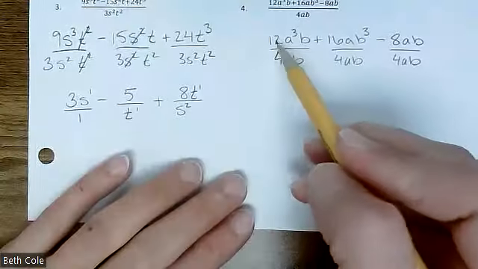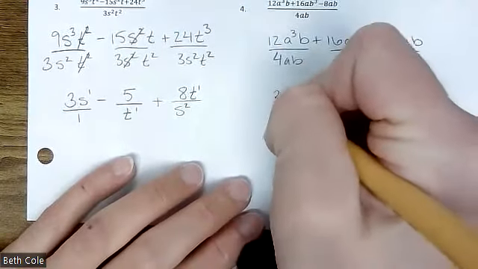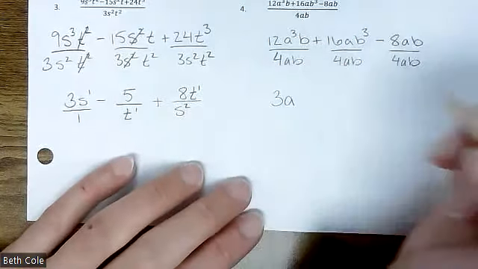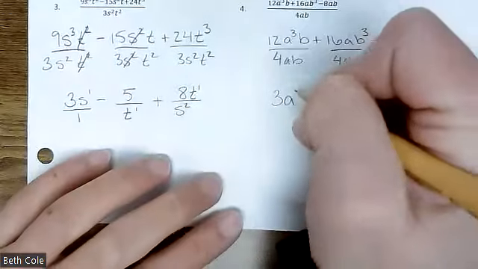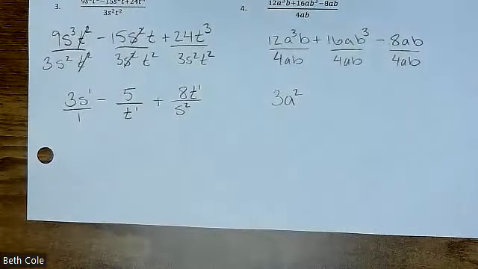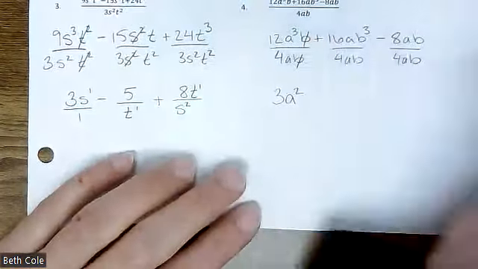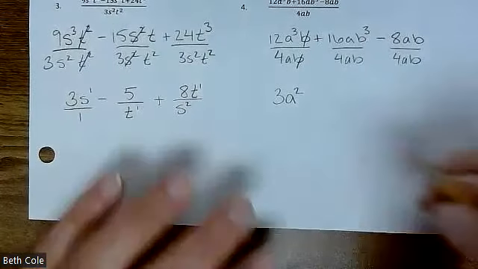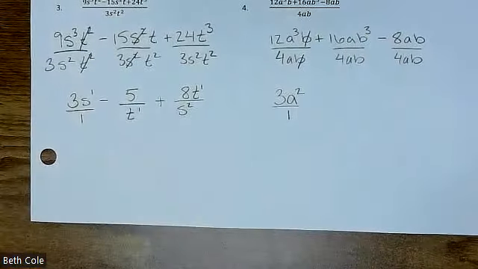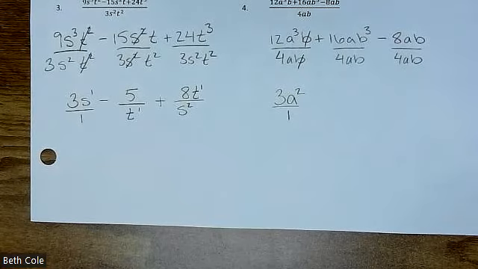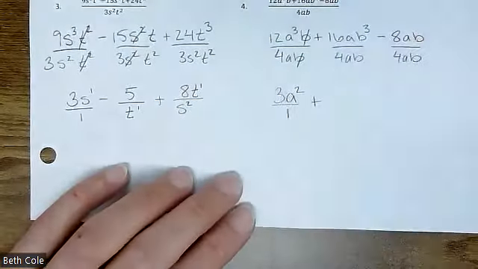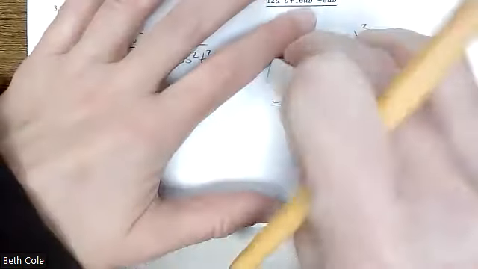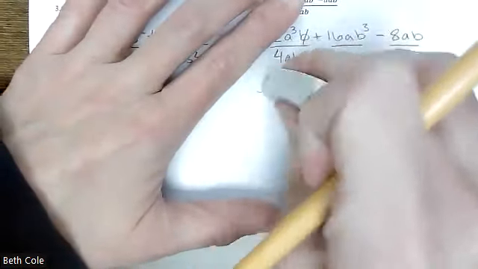All right, so for the first one, 12 divided by 4, 3. Good, it would be a to the second. Perfect. And then what happens to the b's? Yeah, they cancel, so just don't write them. Cool. You can put that over 1 if you want to, but you don't have to. All right. Plus, in fact, I don't want to. I'm going to get rid of that. I'm just going to write 3a squared.